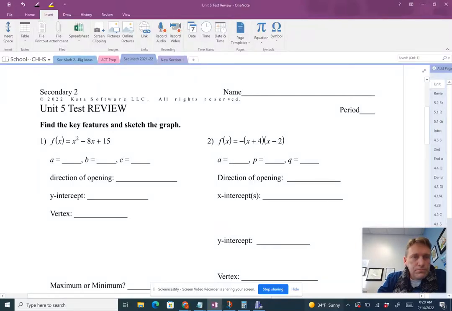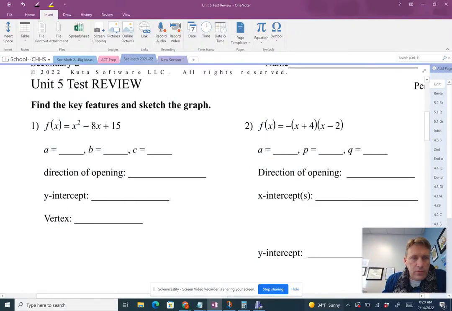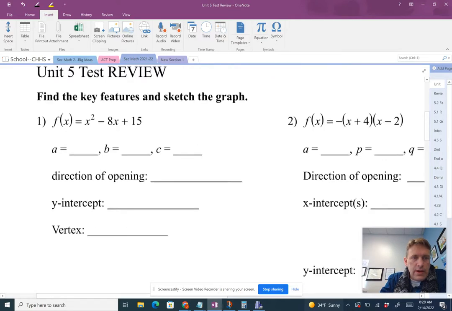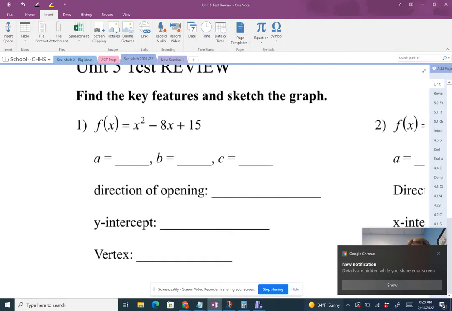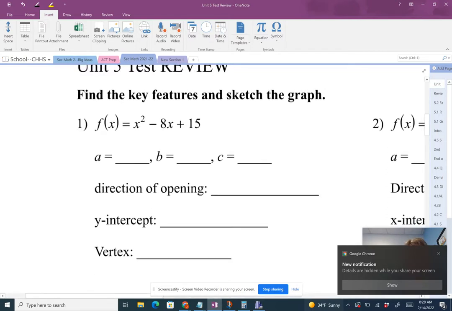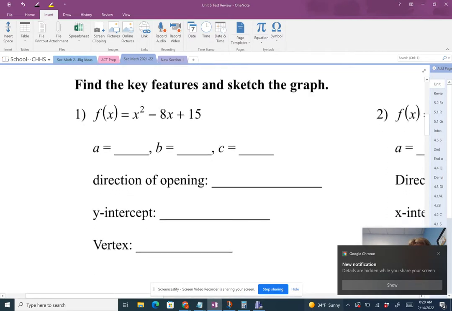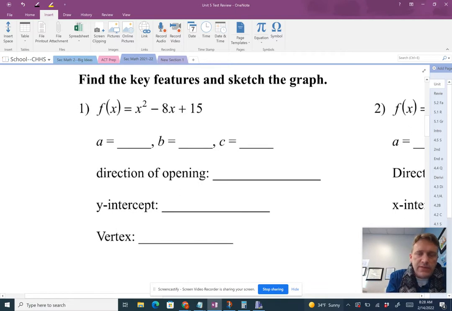Hello, welcome. This video is going to go over the Unit 5 test review. Look at number 1. We're asked to find the key features and sketch the graph. So number 1 says f of x equals x squared minus 8x plus 15.